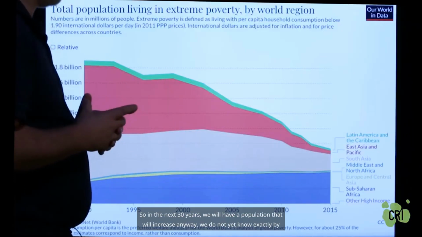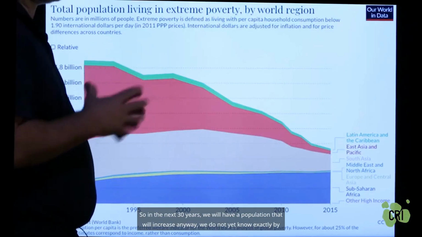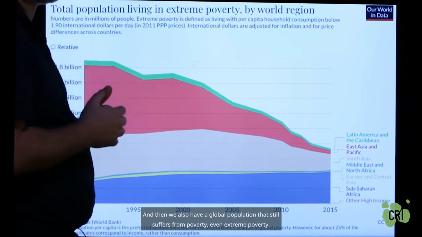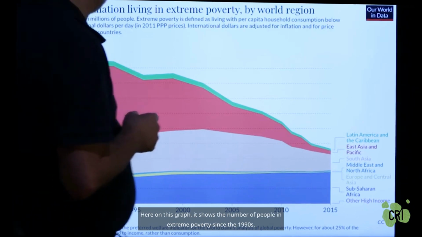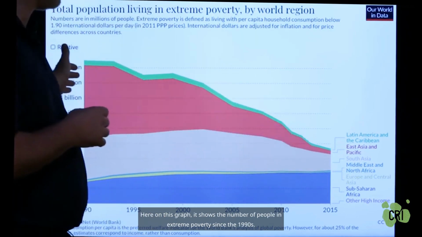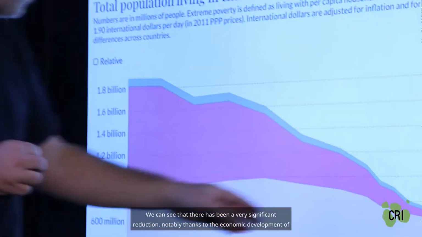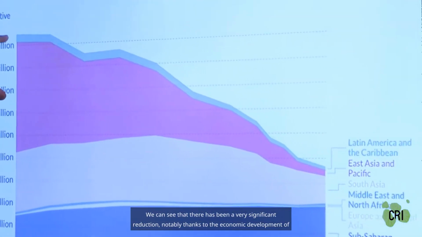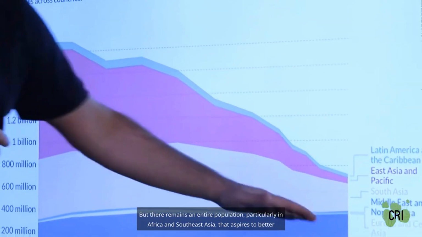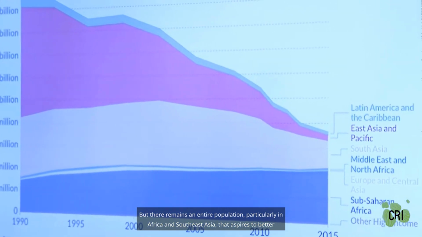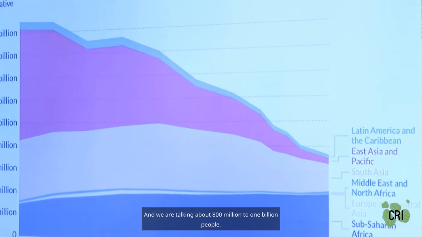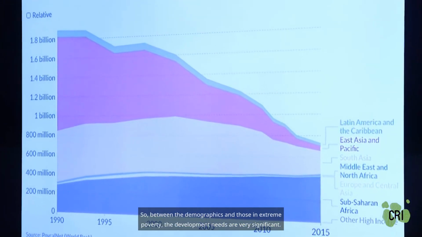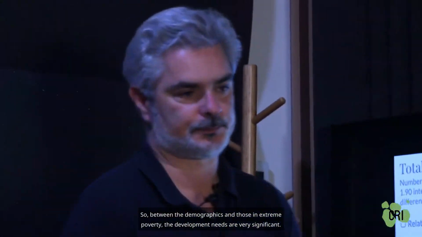So in the next 30 years, we will have a population that will increase anyway. We do not yet know exactly by how much. And then we also have a global population that still suffers from poverty, even extreme poverty. Here on this graph, it shows the number of people in extreme poverty since the 1990s. We can see that there has been a very significant reduction, notably thanks to the economic development of China. But there remains an entire population, particularly in Africa and Southeast Asia, that aspires to better living conditions. And we are talking about 800 million to 1 billion people. So between the demographics and those in extreme poverty, the development needs are very significant.